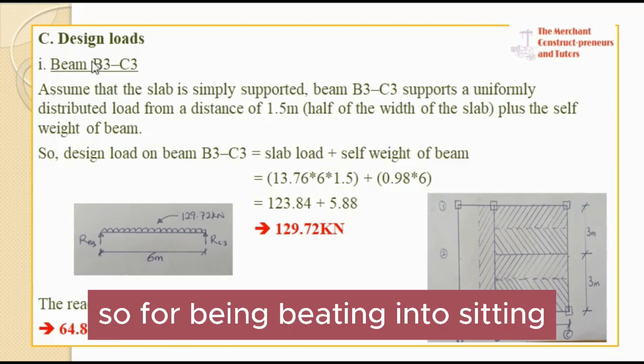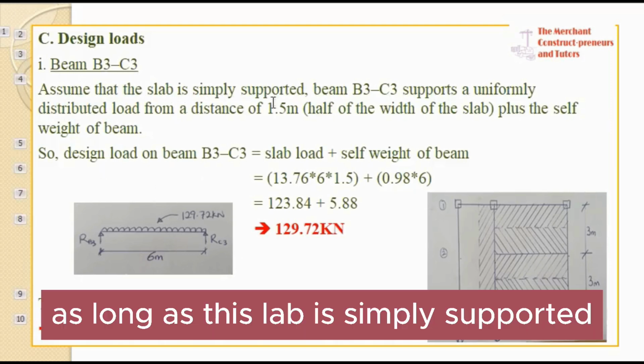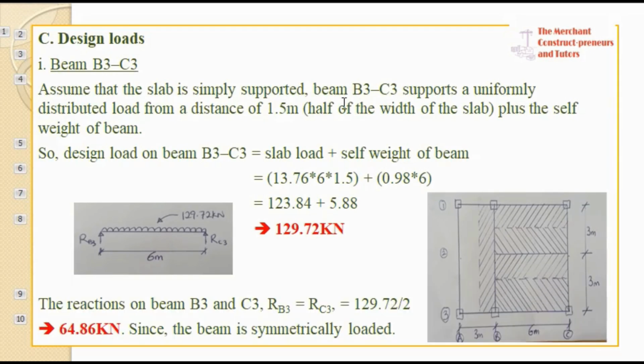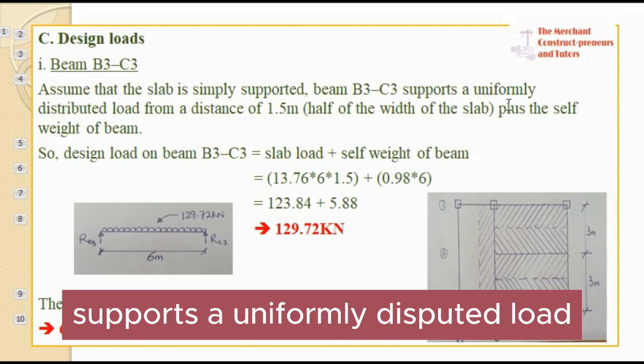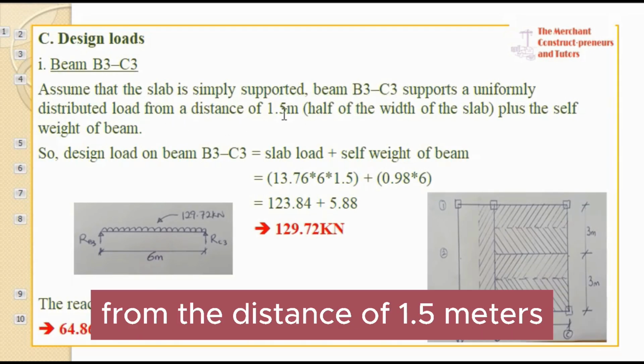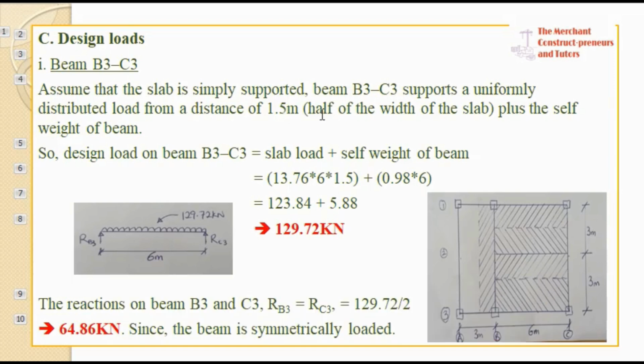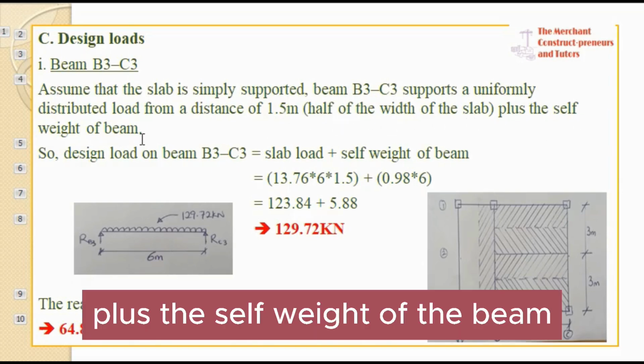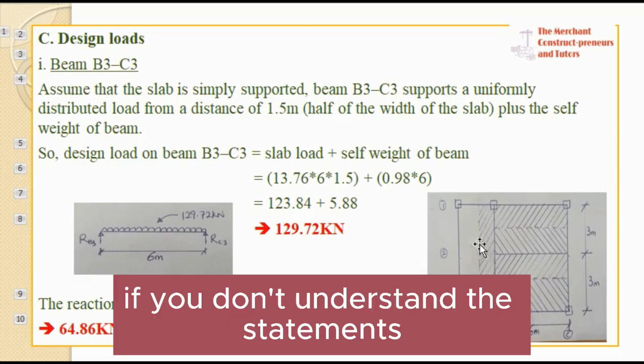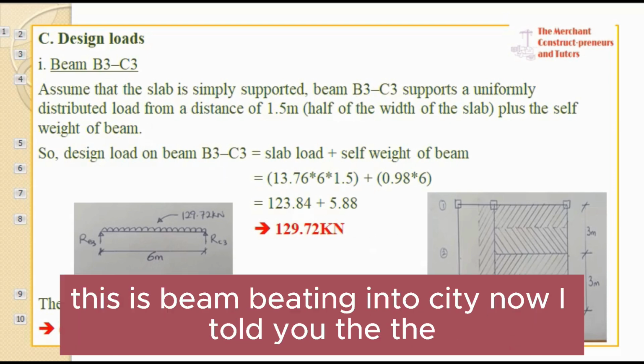So for beam B3 to C3, assume that the slab is simply supported. Beam B3 to C3 supports a uniformly distributed load from a distance of 1.5 meters, which is half of the width of the slab, plus the self-weight of the beam. If you don't understand this statement, let's look at it from here. This is beam B3 to C3.